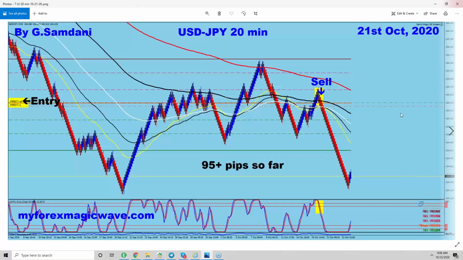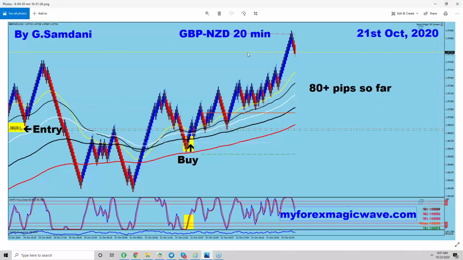The next on the 21st is USD yen, right? Very seldom I get an entry, and then I just took this one, 95 pips here. Usually I don't watch it or trade it, but I just happened to see this entry alarm was beeping, so I took it. And on the 21st, another one, pound Newsy went up from here to there, 80 pips from the 20-minute chart.